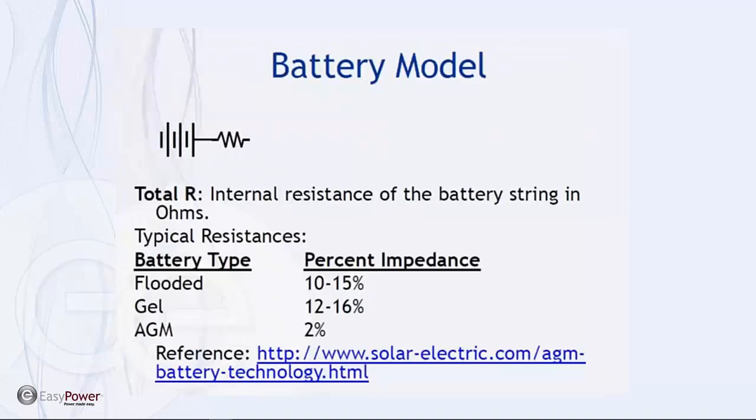I mentioned the battery model is a Thevenin equivalent of a voltage source and an internal resistance. Again, the resistance will vary based upon the type of battery, and here's a reference for some average values for different battery technologies. I'm going to run through a real quick example using a flooded lead acid battery, where we see that the impedance is roughly in the 10 to 50% range. And what we're trying to do is calculate the internal resistance of the battery.